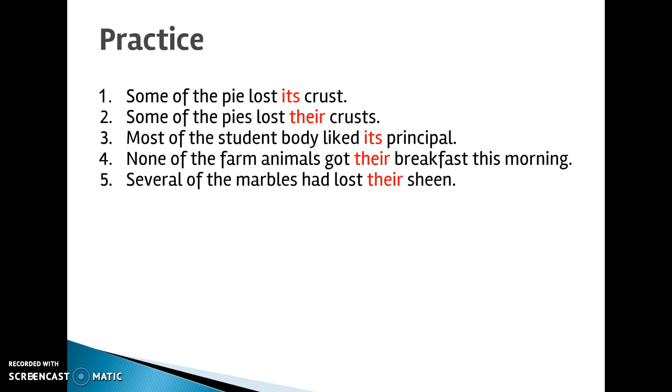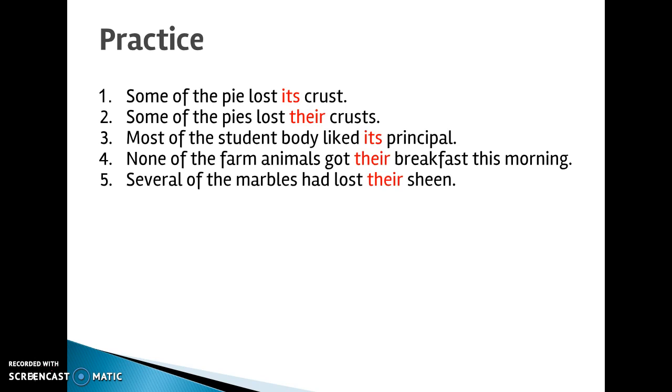Some of the pies lost their crust. Now some is modifying the plural pies, which is countable because there are many pies. So I would say their crust. Most of the student body liked its principal. So again, most can go either way. In this case, student body is a singular antecedent. So I'm going to replace its with a singular pronoun.